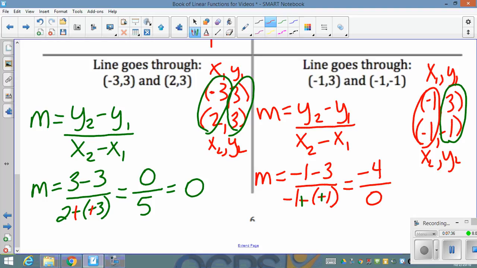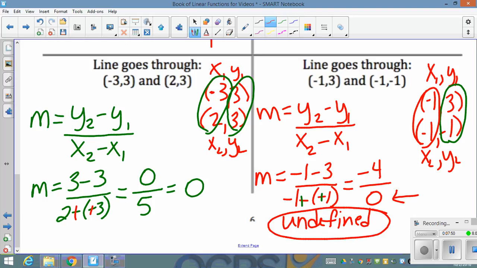And that right there is a big no. You cannot divide by 0, ever. So my answer here is undefined. My slope in this case is undefined because you cannot have 0 in your denominator. You can't divide by 0. We'll talk more about why that is in class, why we can't have 0 in the denominator, but it's a very important thing for us to remember.